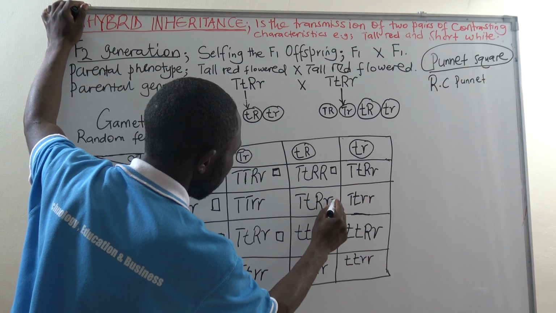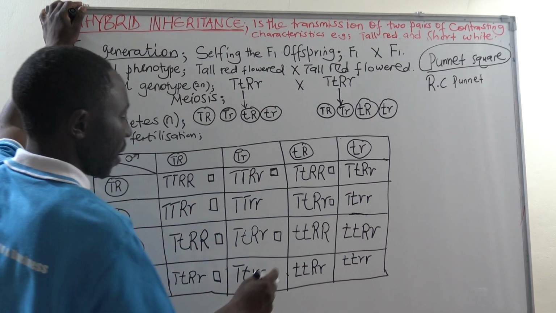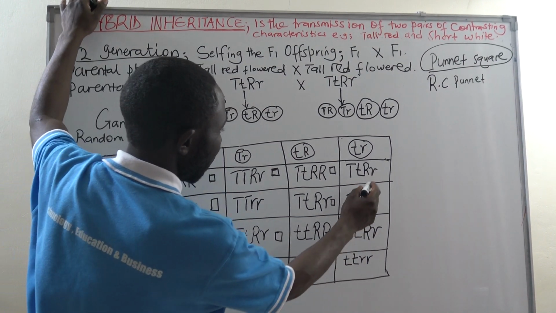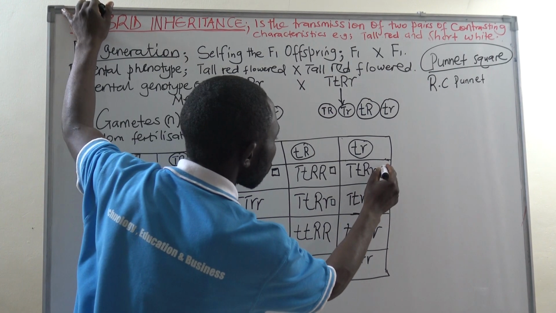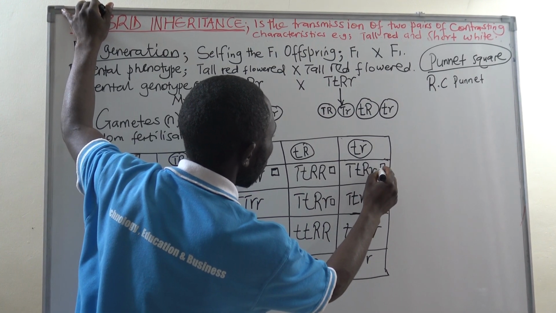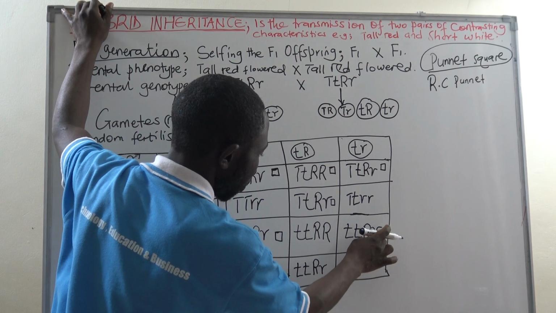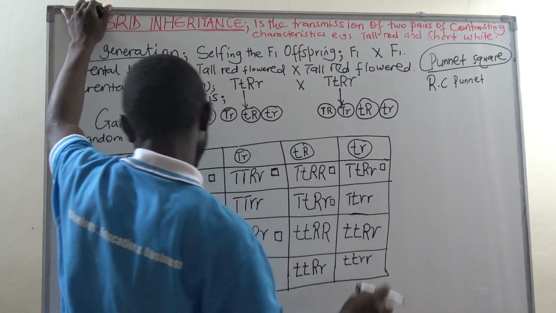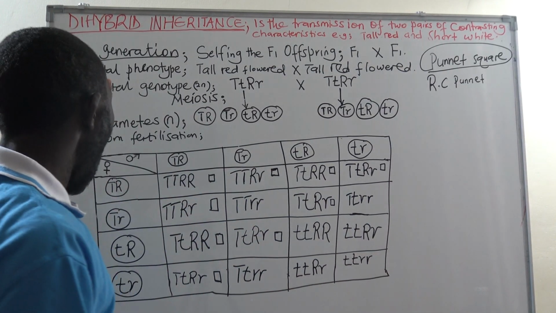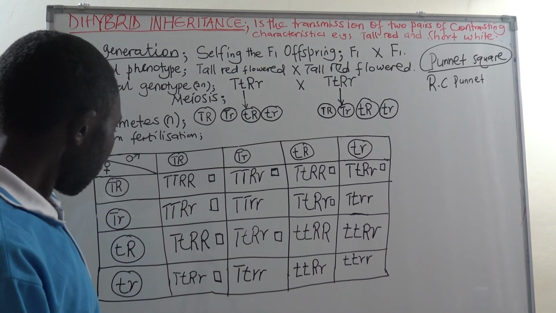One here. Then the same applies to this individual or organism. Also, there are those ones only. So, how many are they?